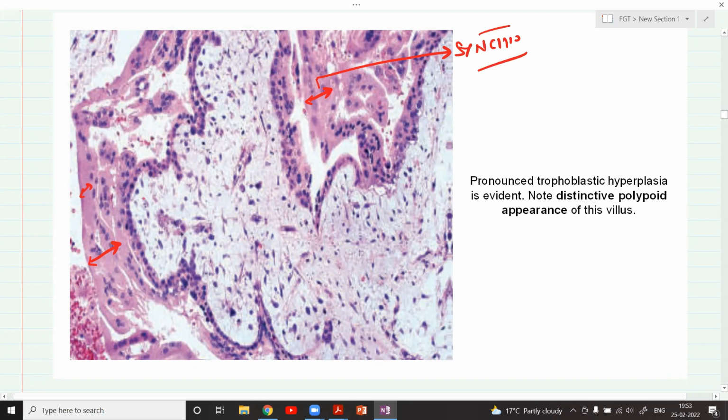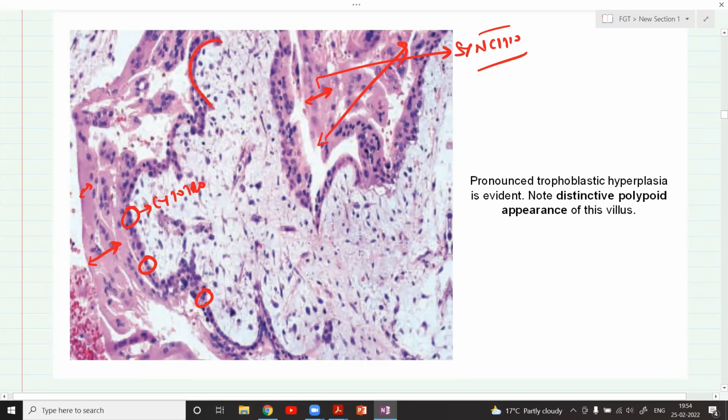Can you see these lining cells? They have a very regular, monotonous-looking nucleus, cuboidal. These are the cytotrophoblast. So there is a lot of trophoblastic proliferation. All this is the trophoblastic proliferation that we're looking at.